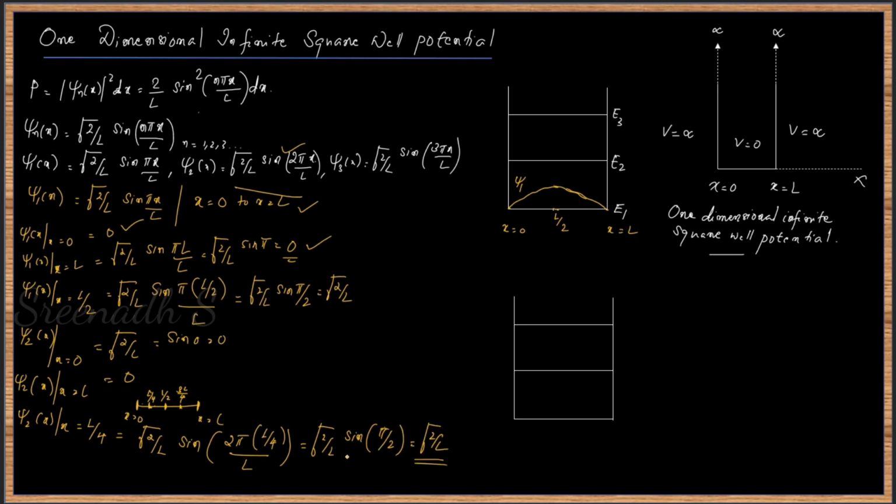Okay, so similarly for psi 2 of x at x equal to L by 2, what will be the value? We substitute for x, L cancels out, 2 cancels out. So we get square root of 2 by L sine pi, that is equal to 0. And for 3L by 4, what will be the value?